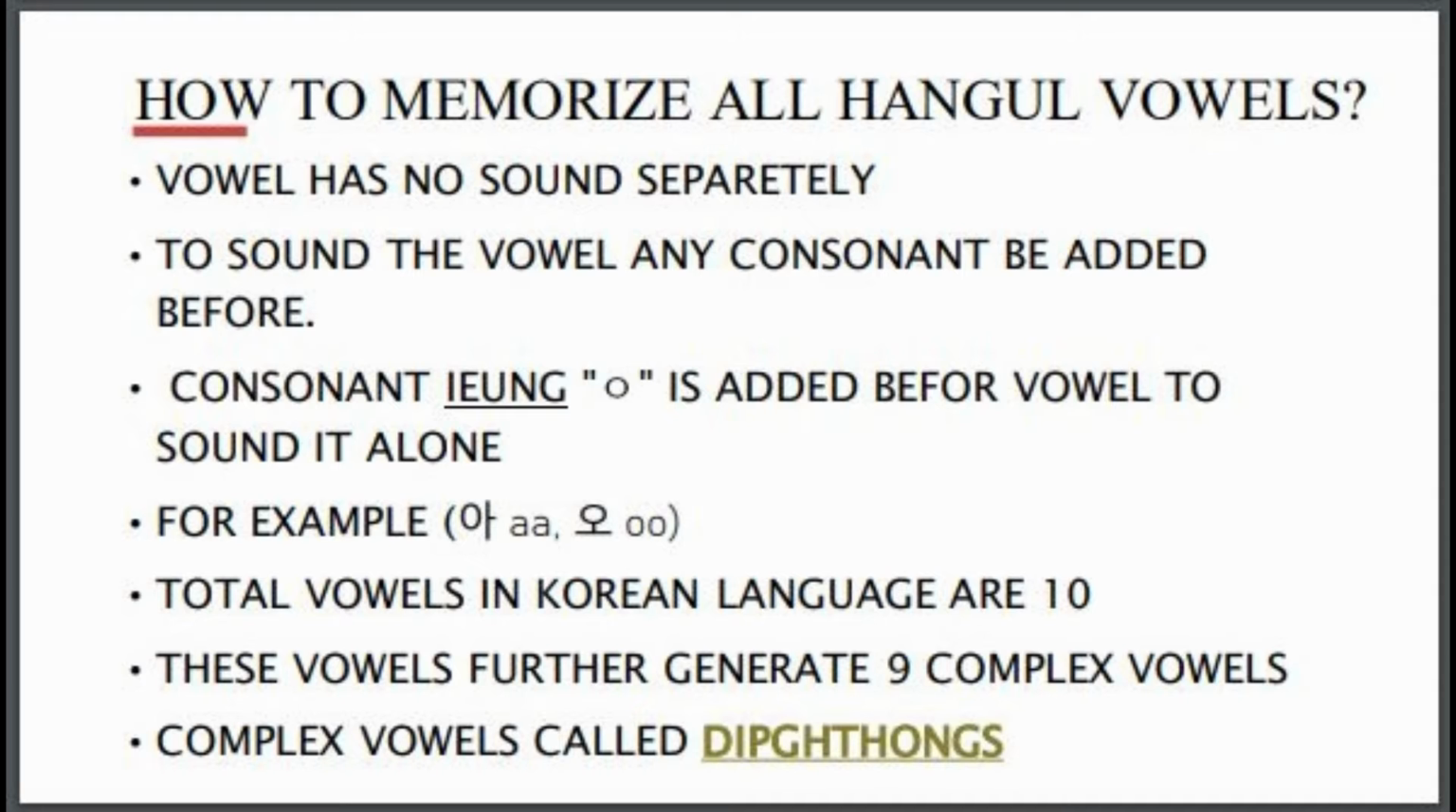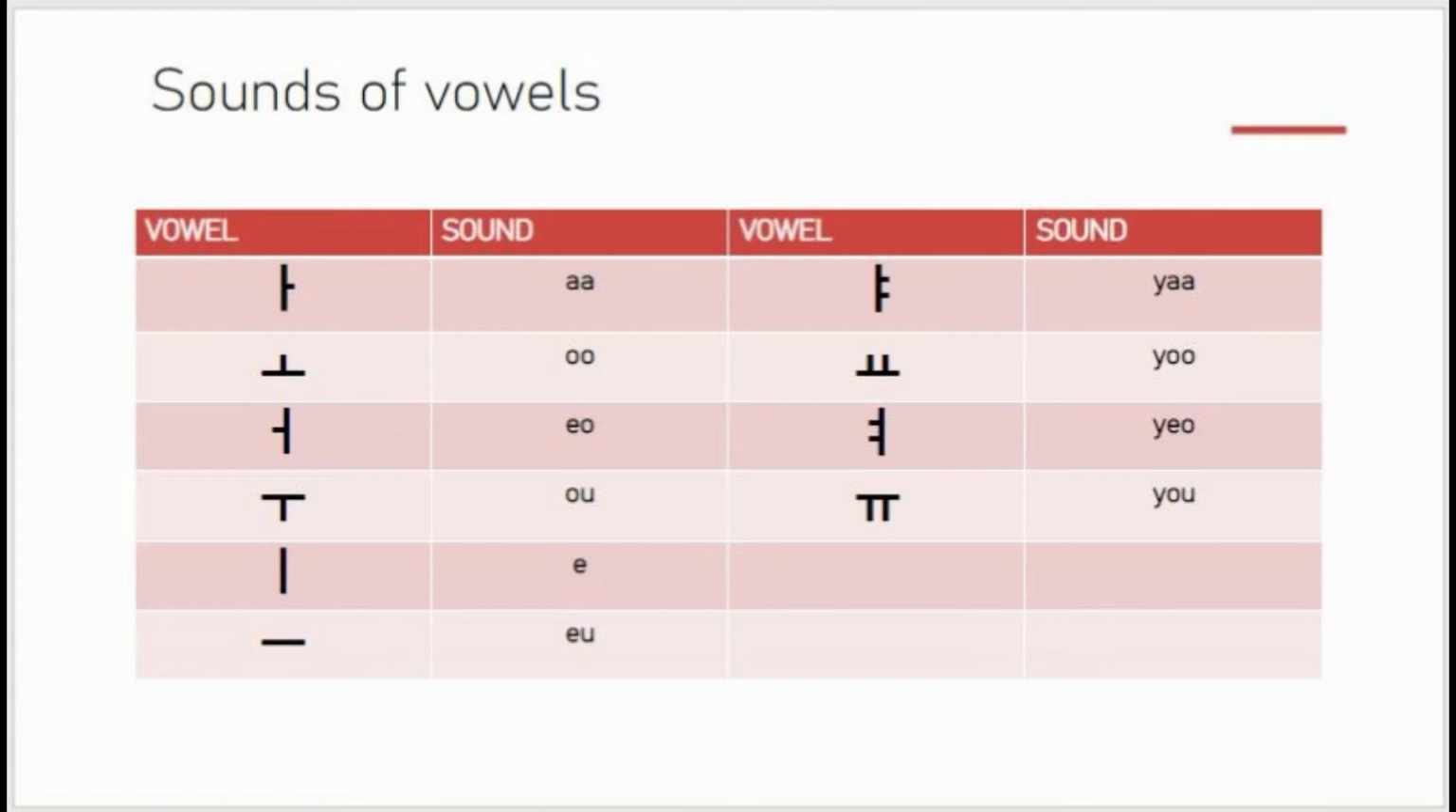For example, for the first vowel, if we insert ieung, a universal consonant, then we can get its sound, and for the second vowel, o, we insert it as well. These are two examples given here. There are a total of 10 vowels in the Korean language, and further we have some complex vowels called diphthongs. Almost 9 more vowels we will study in this class. Let's come to the sounds of vowels.